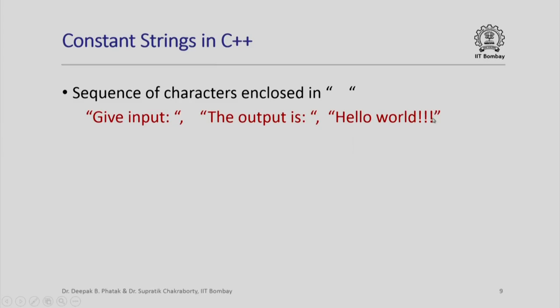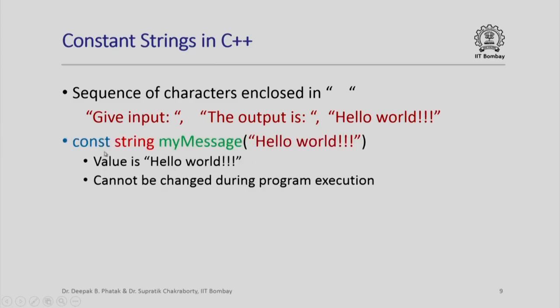All of these exclamation characters are also parts of the string. I could also say const, this is the keyword that we have seen earlier, string myMessage = "hello world". So this defines this to be a constant string and this is the value of the string, and because it is a constant string its value cannot be changed during program execution.